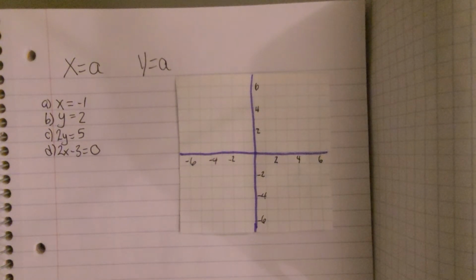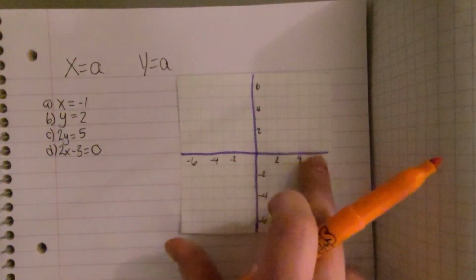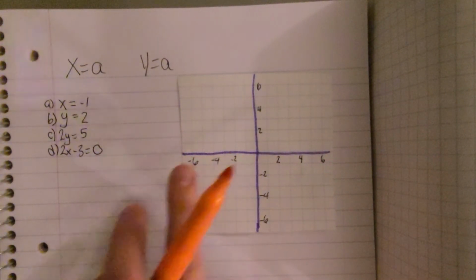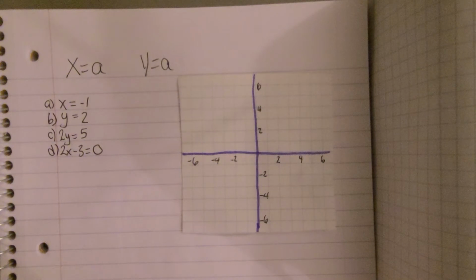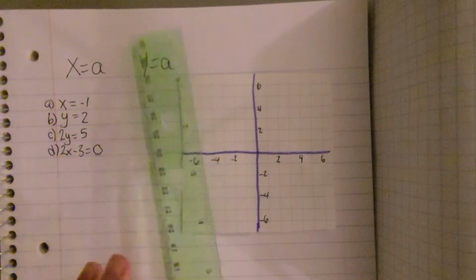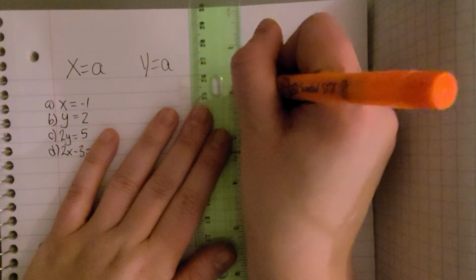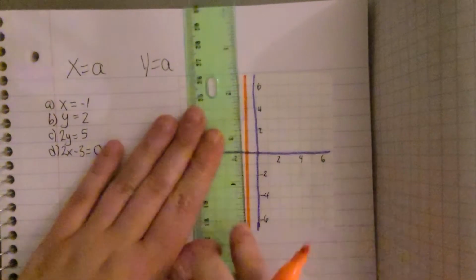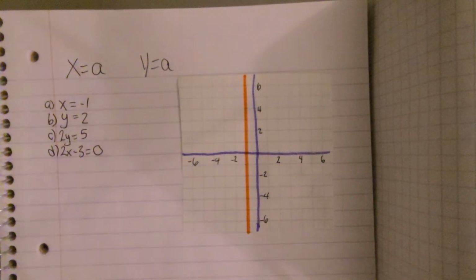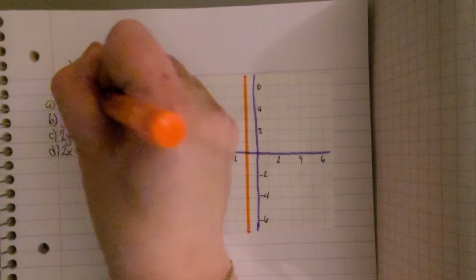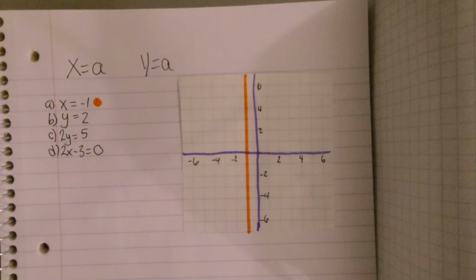So in this particular case, I have x is equal to -1. So my horizontal line here is my x-axis. In order for me to have a line that is the same value, I'm going to need to have a vertical line. So I'm going to draw a line vertically down my -1 for my x. So every single point on that line is going to have -1 as my value for x.